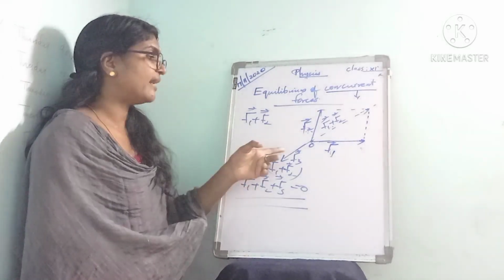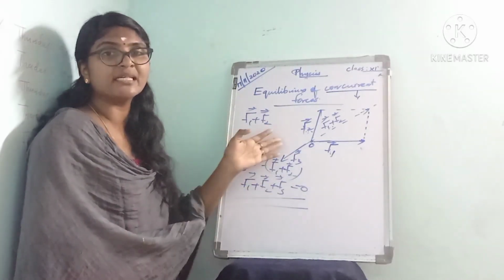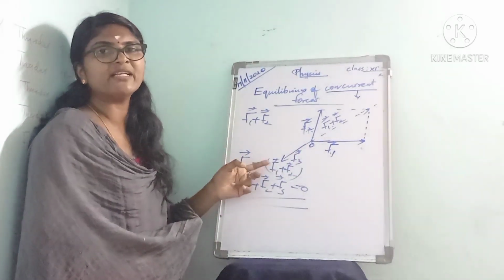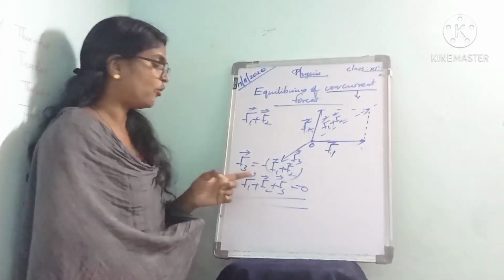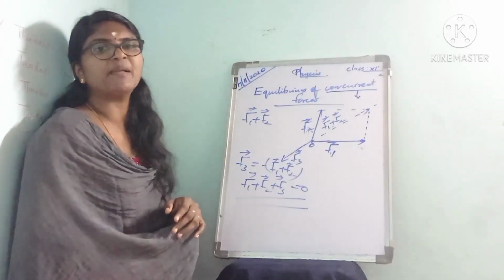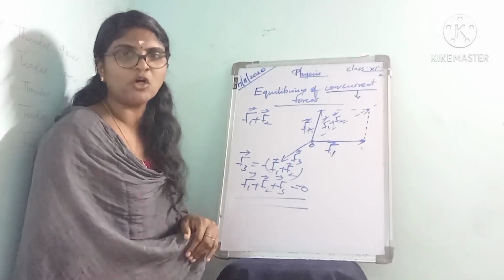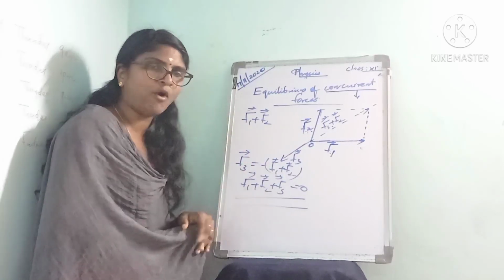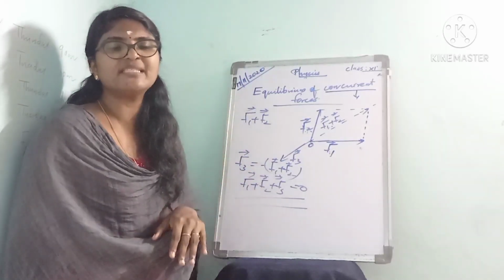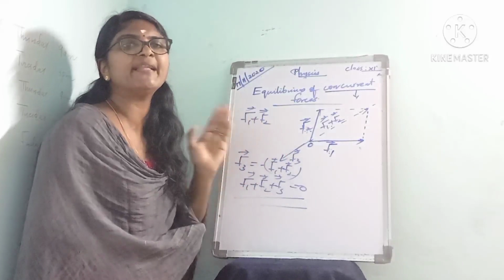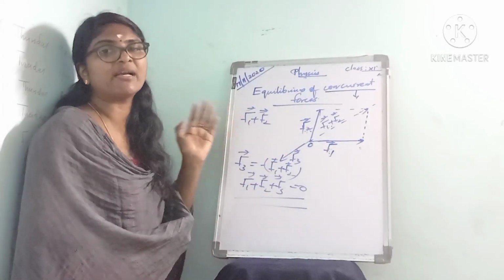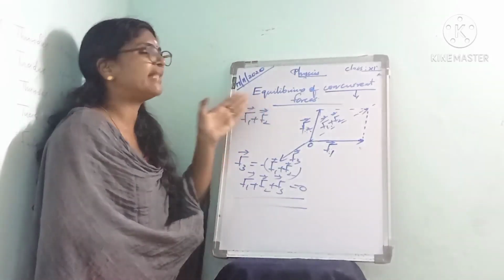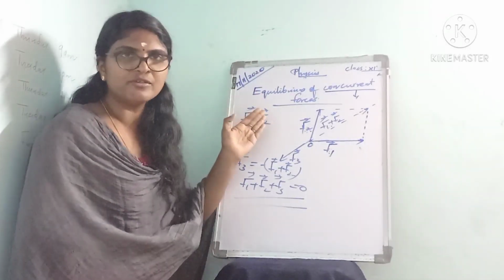And next we assume there is a third force F3 that acts on the body such that F3 is equal to minus of F1 plus F2, or we can say F1 plus F2 plus F3 equals 0. When forces act on a body at the same point and the net unbalanced force is 0, the body will continue to be in the state of rest or uniform motion along a straight line and is said to be in equilibrium. That is about the equilibrium of concurrent forces.